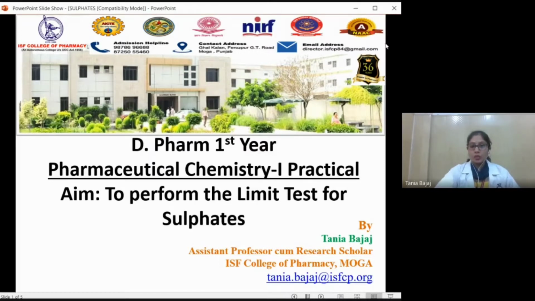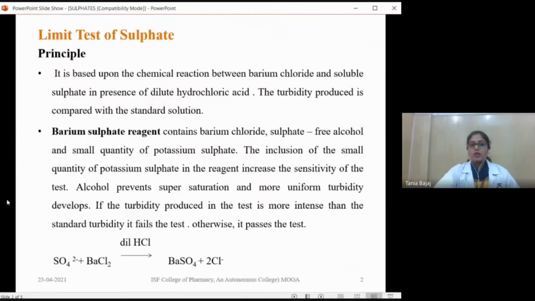For performing the limit test for sulfates, we should first be clear with its principle. Its principle is based upon the chemical reaction between barium chloride and a soluble sulfate. These both chemicals, barium chloride as well as soluble sulfate, come from barium sulfate reagent, which we will be using here in this limit test. This reaction occurs in the presence of dilute hydrochloric acid. The turbidity produced here is then compared with the standard solution.